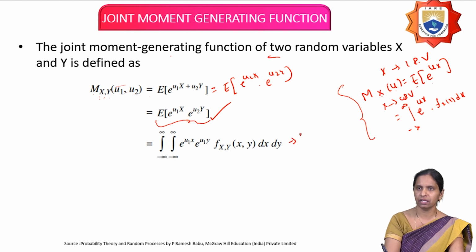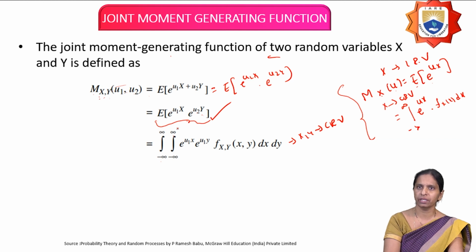Now if x and y are two continuous random variables, then how can you calculate the joint moment generating function of the two random variables? So what is the formula? Since I am saying that these two random variables x and y are continuous, and since you have two random variables, I write down the double integration, with x from minus infinity and y also from minus infinity.